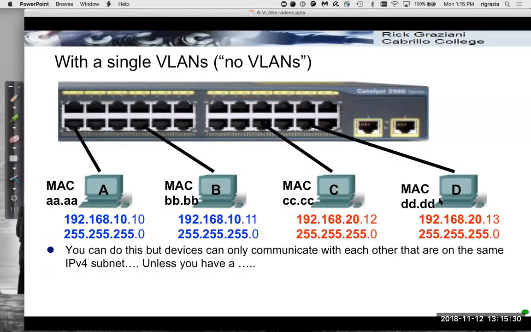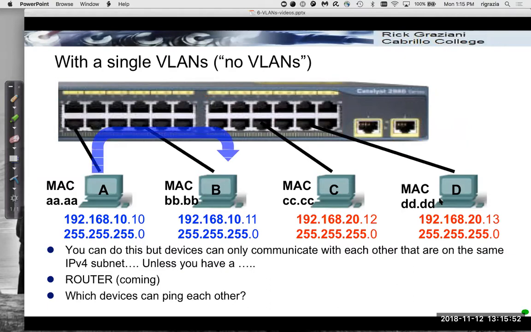Let's take a look. Okay, so let's say that right now we have our switch all configured with the single VLAN. Sometimes we think of that as no VLANs, okay? So who can communicate with who? Okay. Well, we're going to need a router for devices to intercommunicate. So which devices can ping each other? Okay, A can ping B, and B can ping A because they are on the same IP subnet. Okay, C and D can ping each other.